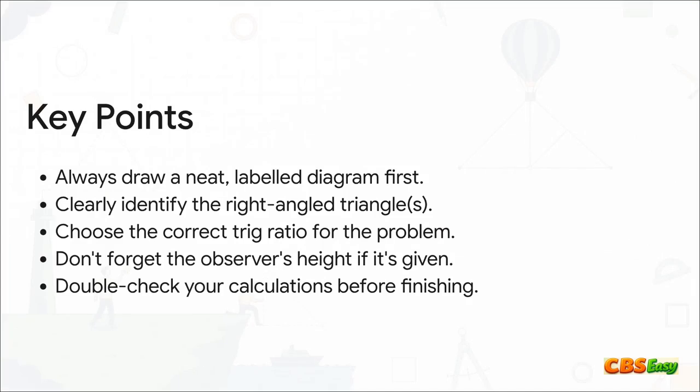Okay, remember these 5 things. 1. Always, and I mean always, draw a neat diagram first. 2. Pinpoint the right-angled triangle you're going to work with. 3. Choose the correct trig ratio. Just think SOHCAHTOA. 4, and this is the big one, don't forget to add the observer's height if they give it to you. And 5, just take a breath and double-check your math. Follow these, and you are going to be in fantastic shape.